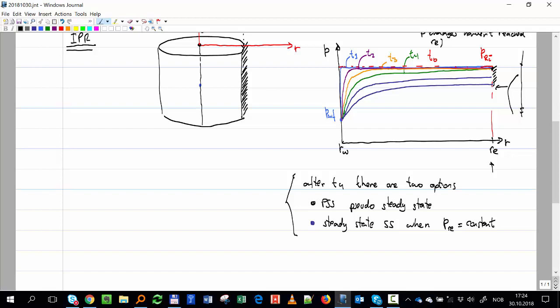For a radial well, we can have the following expression for determining the duration of the transient. It's 0.1 times porosity, viscosity, compressibility, the area, divided by K, and you have a factor here called 3.